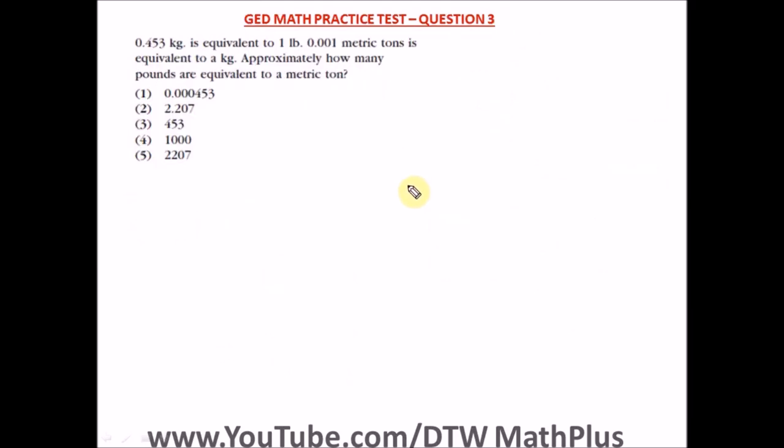Question 3 of the GED math practice test, that's part 1, the part with calculator. It says 0.453 kg is equivalent to 1 lb, that's 1 pound, and 0.001 metric tons is equivalent to a kg. Approximately how many pounds are equivalent to a metric ton?